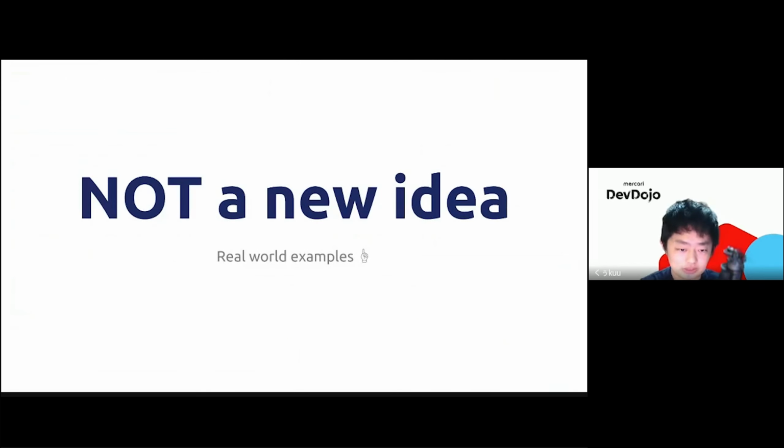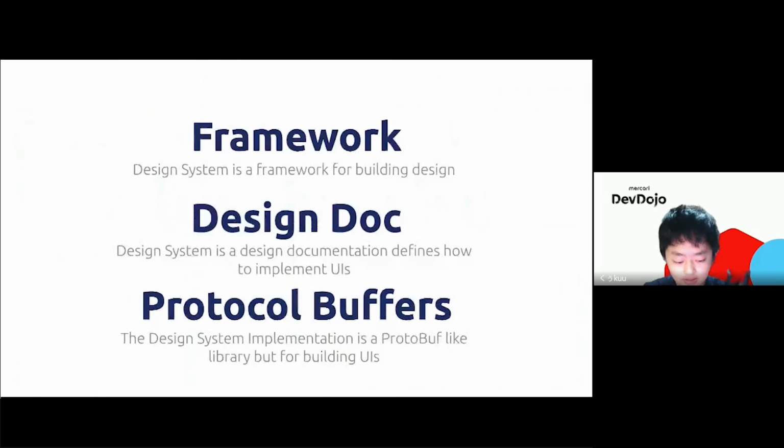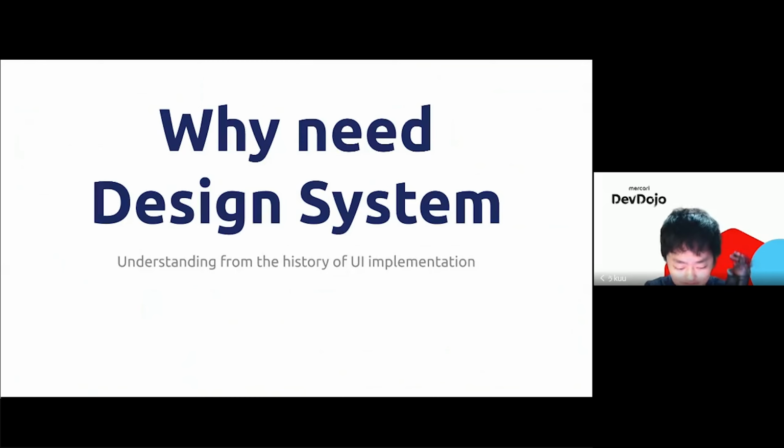And the design system idea itself is not a new idea per se. It actually already exists for a long time. It's an idea that exists in the real world, and engineers are taking the concept and applying it. If you apply this to other areas like framework, design doc, or protocol buffers, you might not know what this is if I just name it out. So let me give you an example.